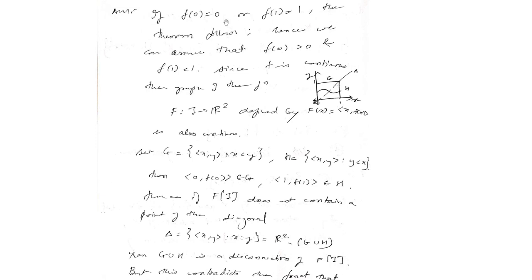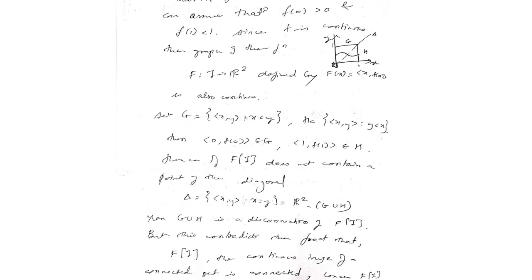So consider if f of 0 is equal to 0 or f of 1 is equal to 1, then the theorem follows, right? For 0 you are getting image as 0, and for 1 you are getting 1. So the theorem is followed. The question lies for the remaining points in between 0 and 1.